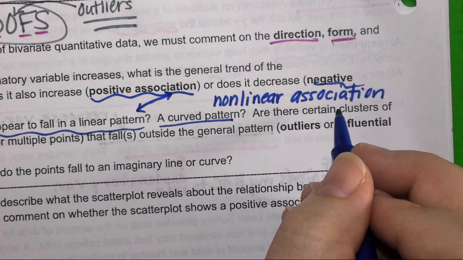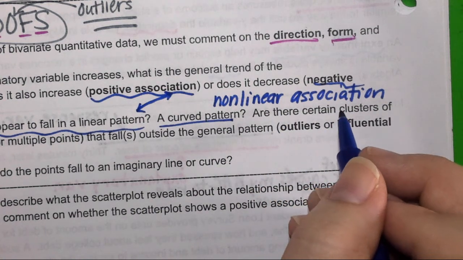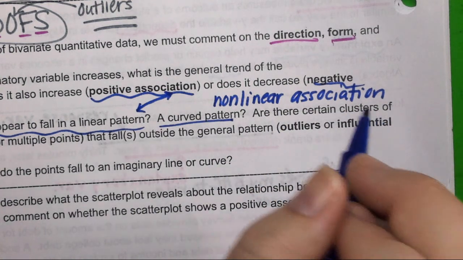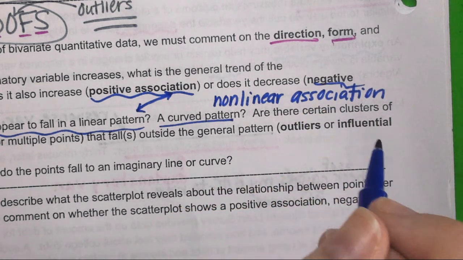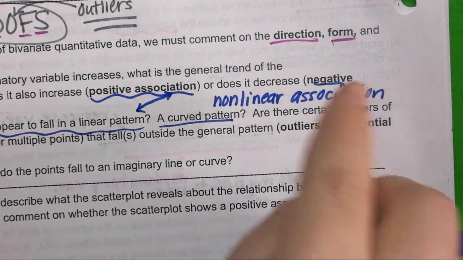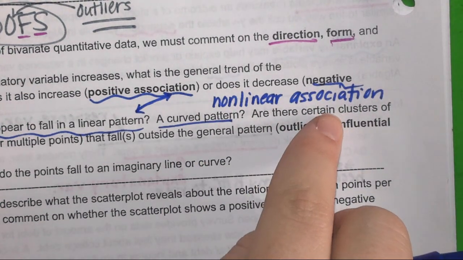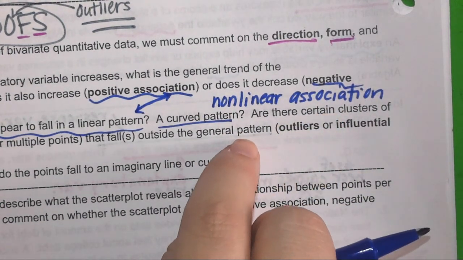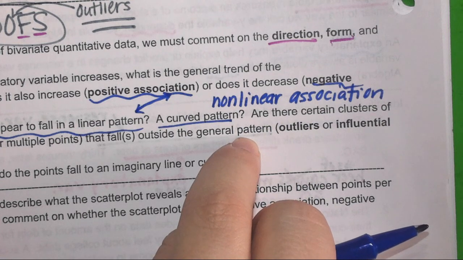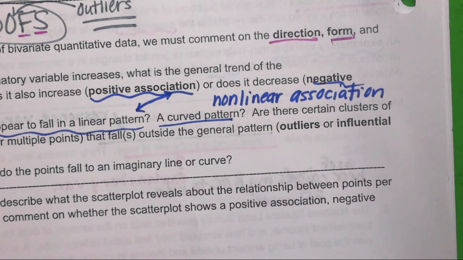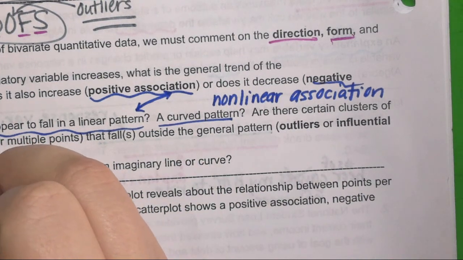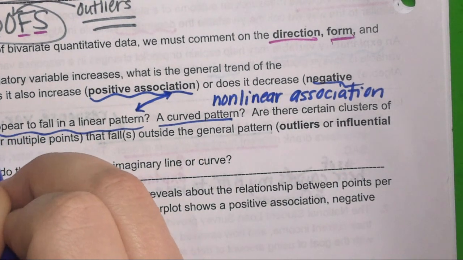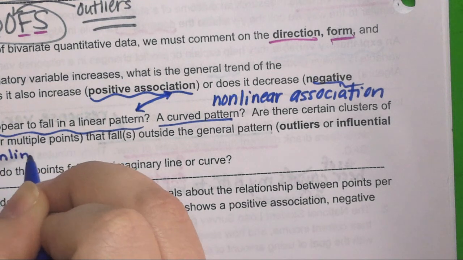You know what a parabola looks like? Or some other type of parent function. It could be that. We pray it's not, but that would just be nonlinear. We're wanting linear, and if it's not, we're just going to call it nonlinear. So seriously, for form, I either use the word linear or the phrase nonlinear. I don't go any further than that.